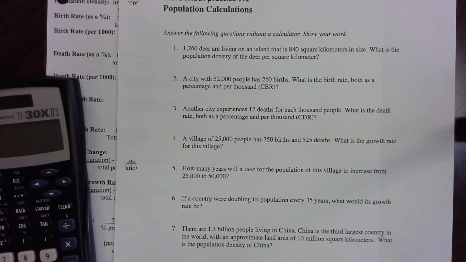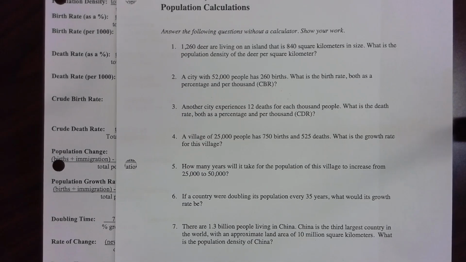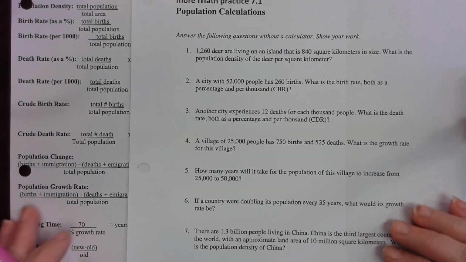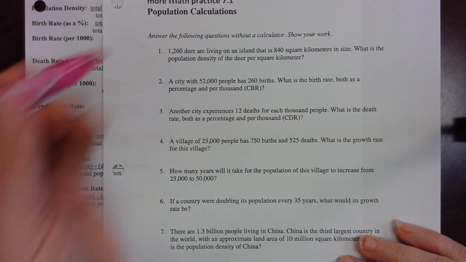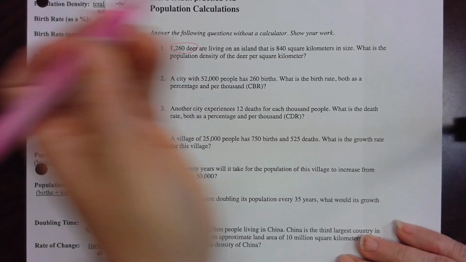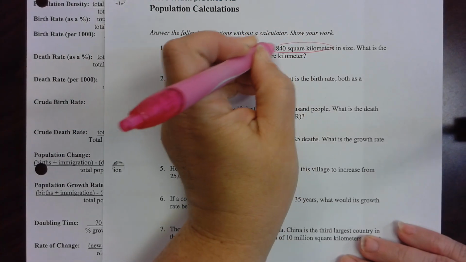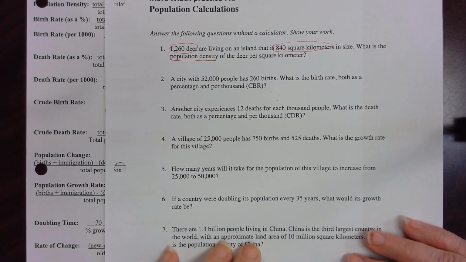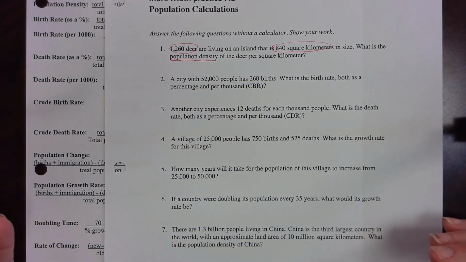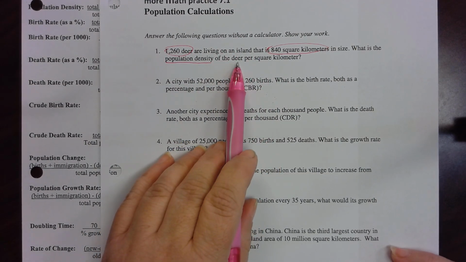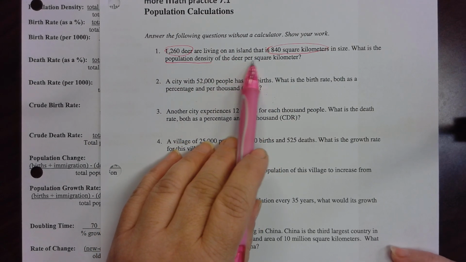1,260 deer are living on an island that is 840 square kilometers in size. What is the population density of the deer per square kilometer? Okay, so in this one we have a population. We're given an area of that population. We're asked to find population density. We're also kind of given a clue as to how to do that because it says deer per square kilometer. I know that deer and then divided by square kilometers.